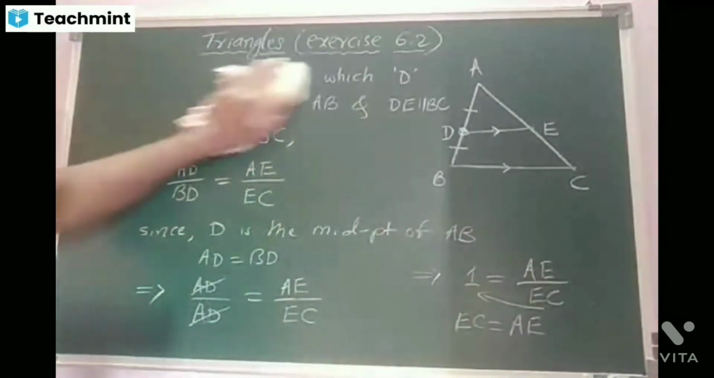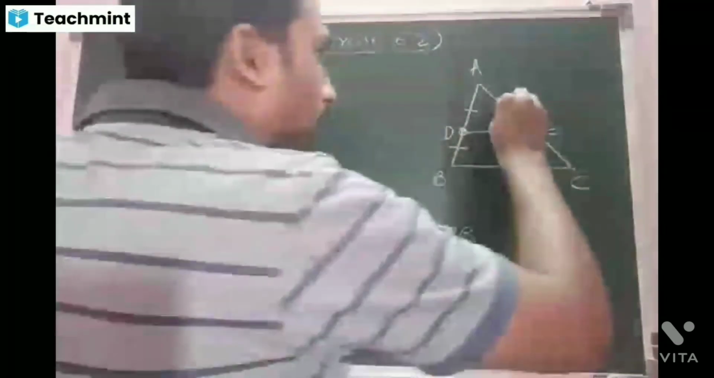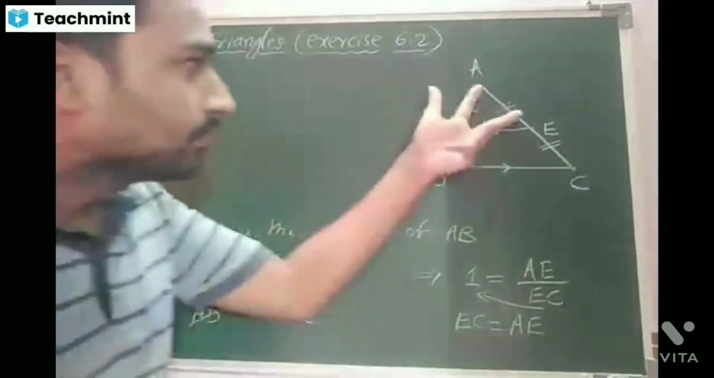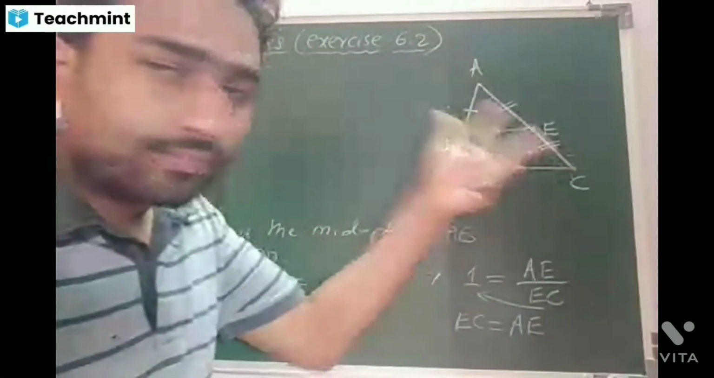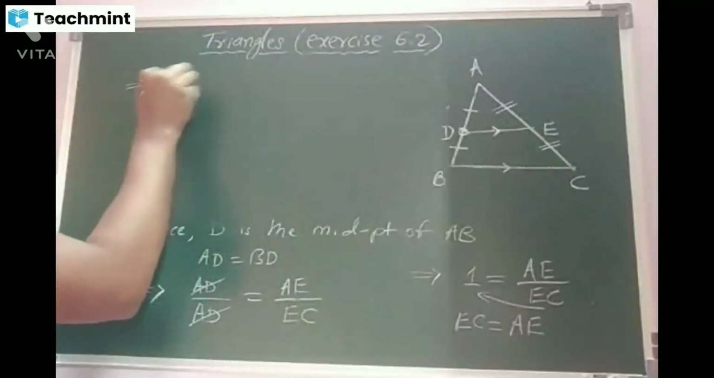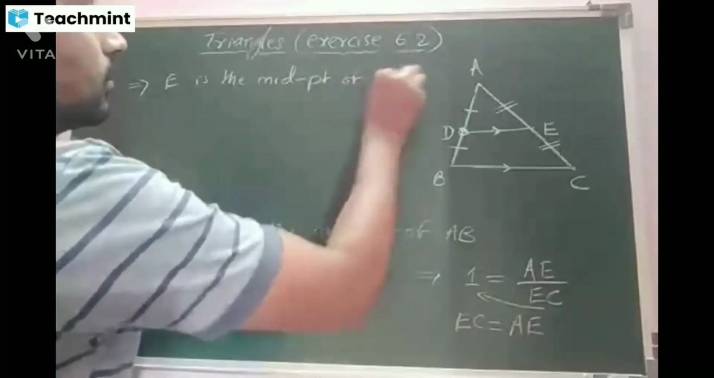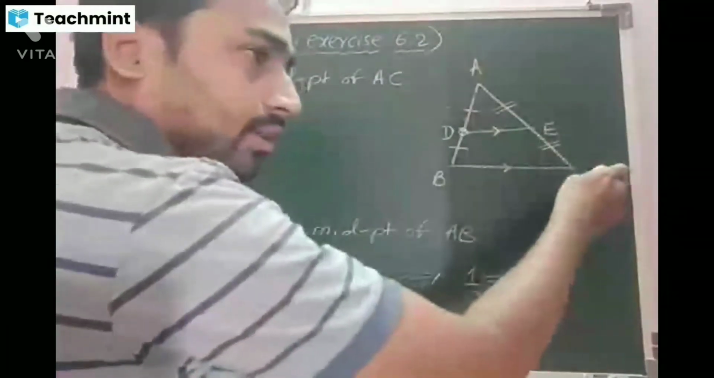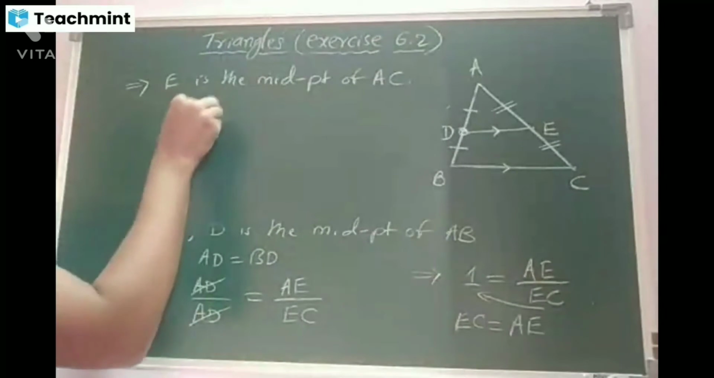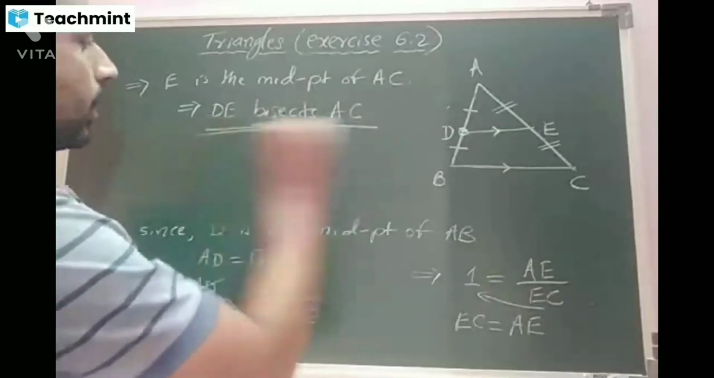But now look at the concept. Look at the diagram. We have got the part EC is equal to the part AE. Am I right? Both are equal. We can say that E is the midpoint, right? This implies E is the midpoint of AC. But when it is the midpoint of AC, we can say that DE is bisecting AC. Correct, beta? DE bisects AC. This is what we are supposed to do.